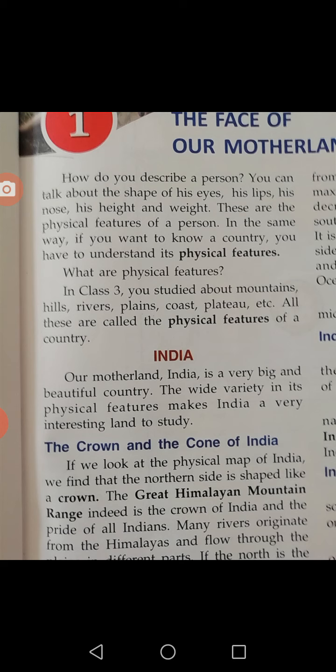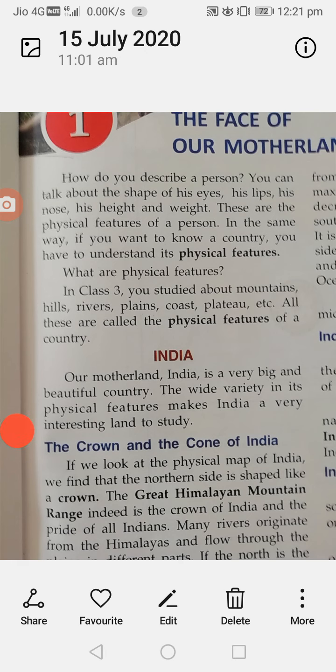India's northern side is shaped like a crown. The great Himalayan mountain range indeed is the crown of India and the pride of all Indians. The great Himalayan mountain range is like a crown for our country. Many rivers originate from the Himalayas and flow through the plains in different parts.